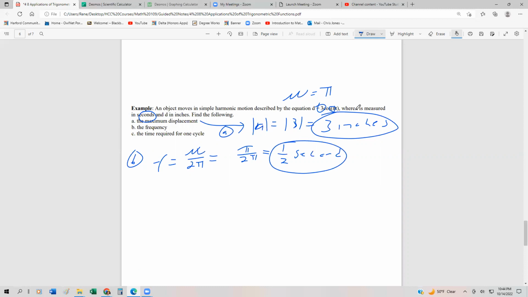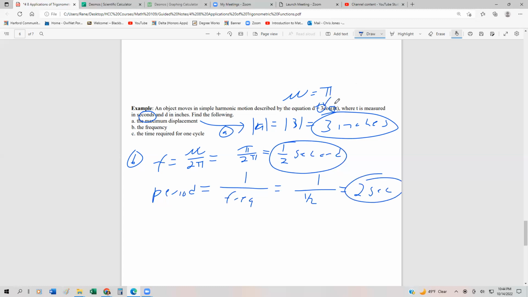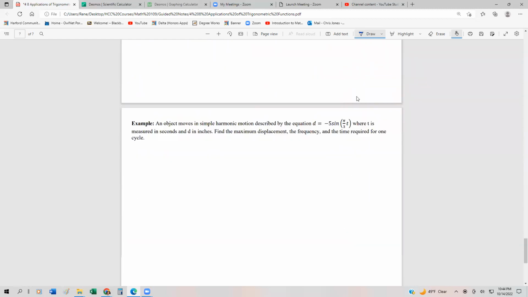And then the time required for one cycle. Well, that would be the period, and the period is just the reciprocal of the frequency. So that would just be 1 over 1/2, which just turns into 2 seconds. So that's actually pretty easy. Just going through identifying A and omega, and we're done with it.